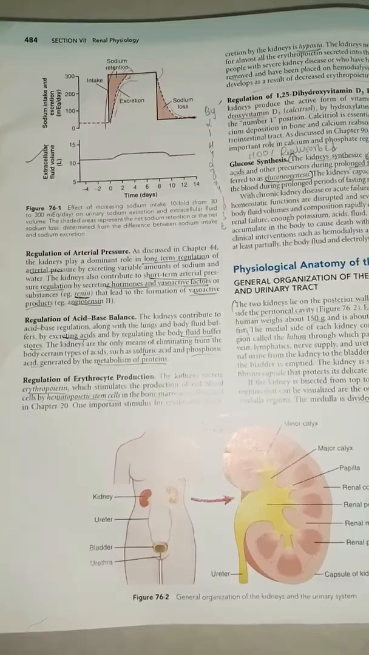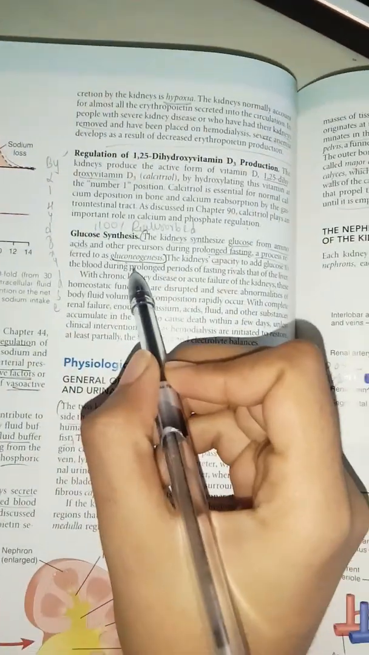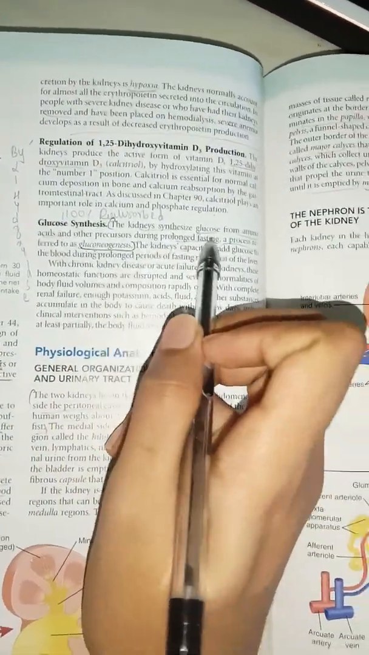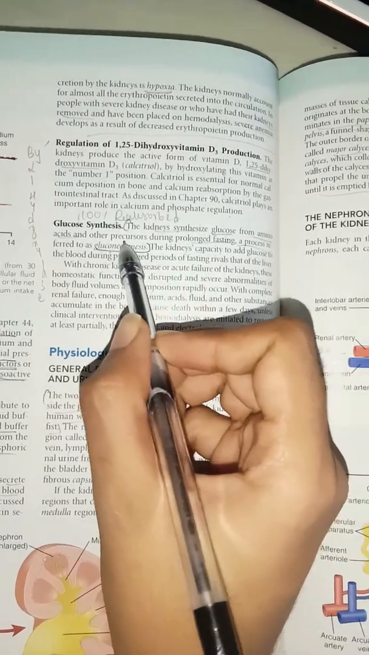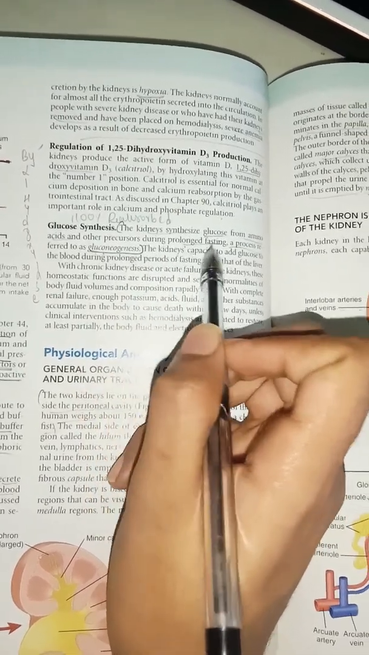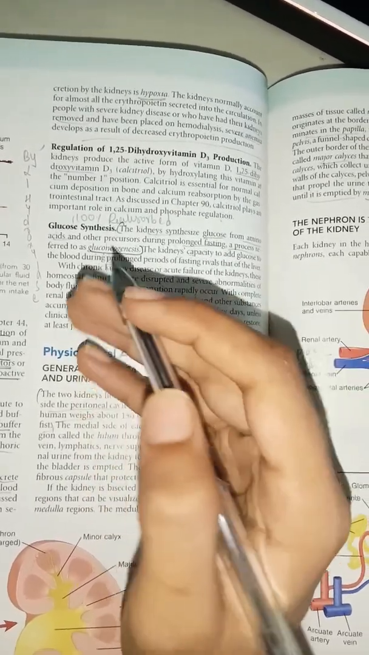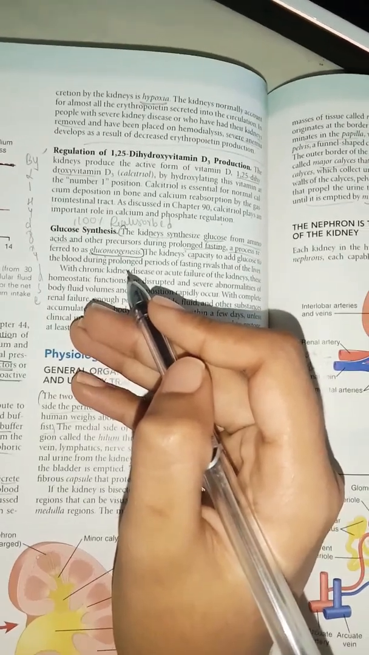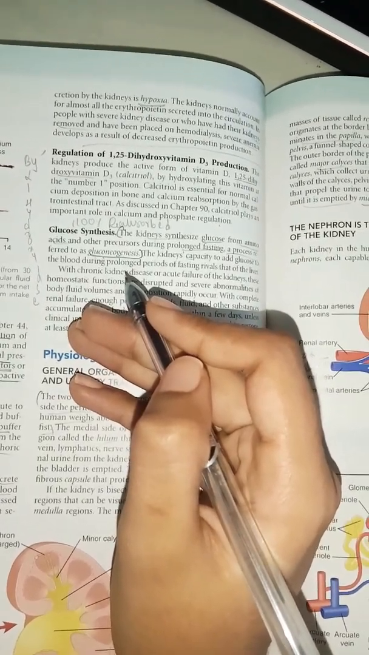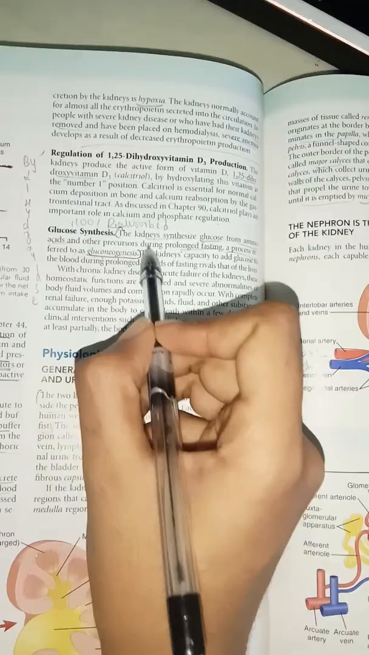And next we need to see the gluconeogenesis process. Actually, kidneys synthesize glucose from amino acids and other precursors during prolonged fasting. So when you are fasting, the kidney synthesizes glucose from amino acids, because there is no glucose in your body now as you are fasting, right? So this process is called gluconeogenesis.